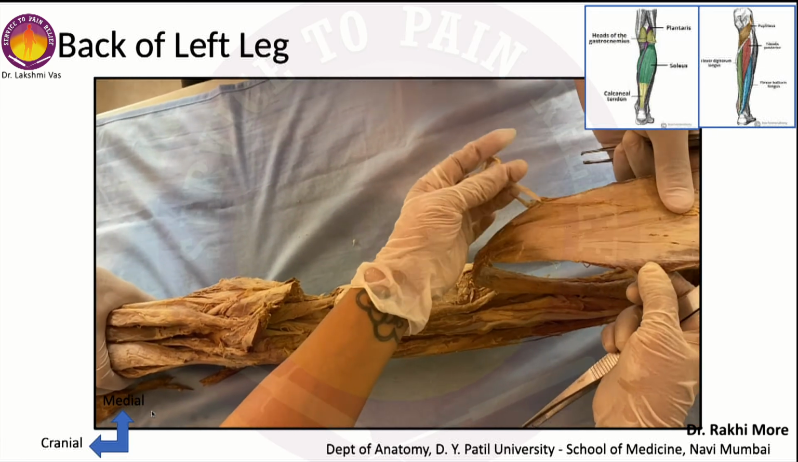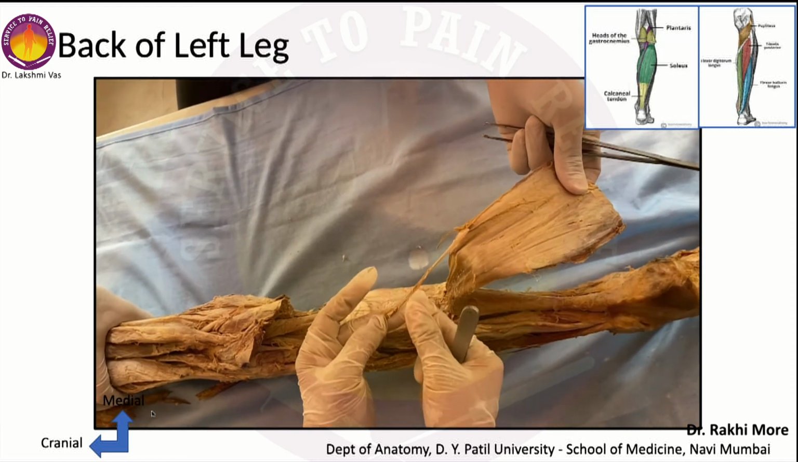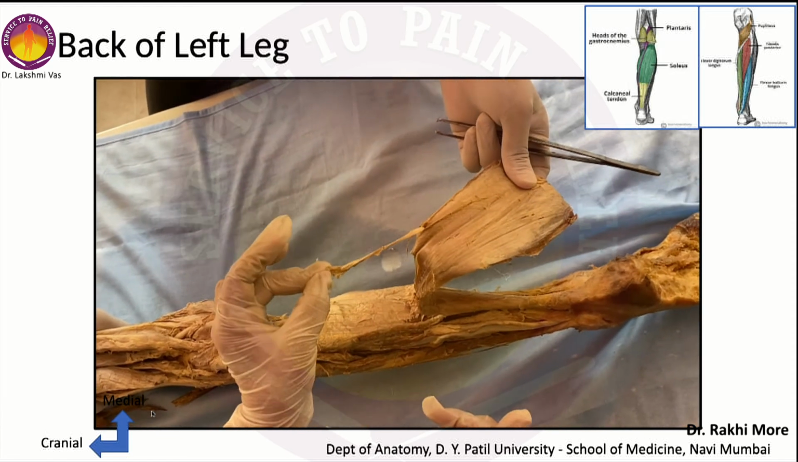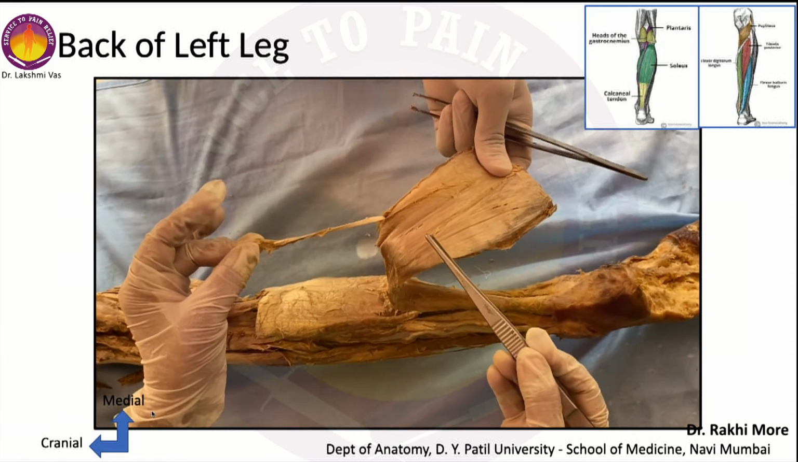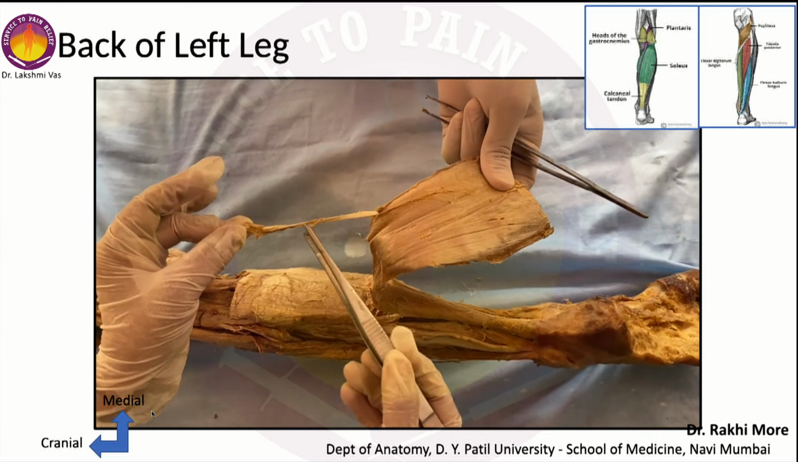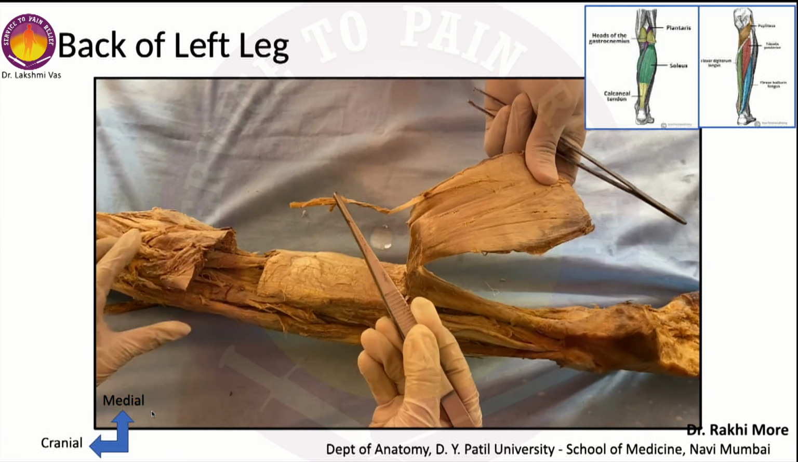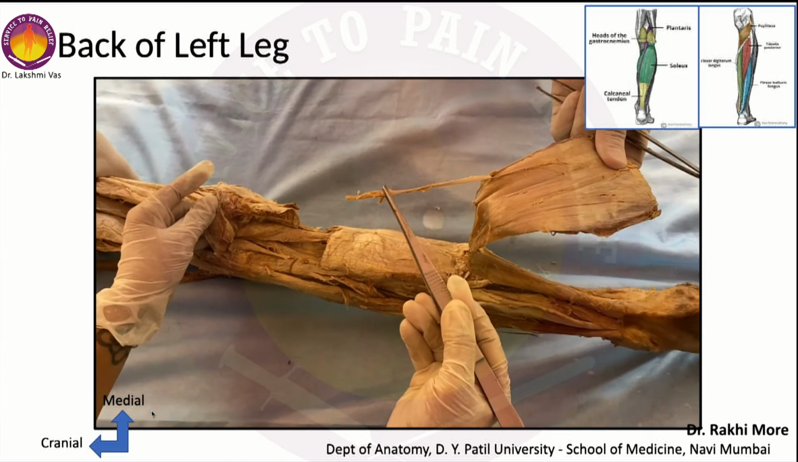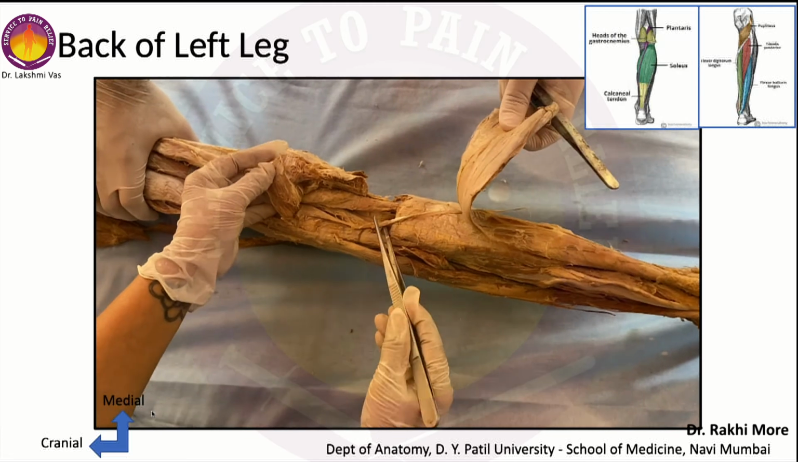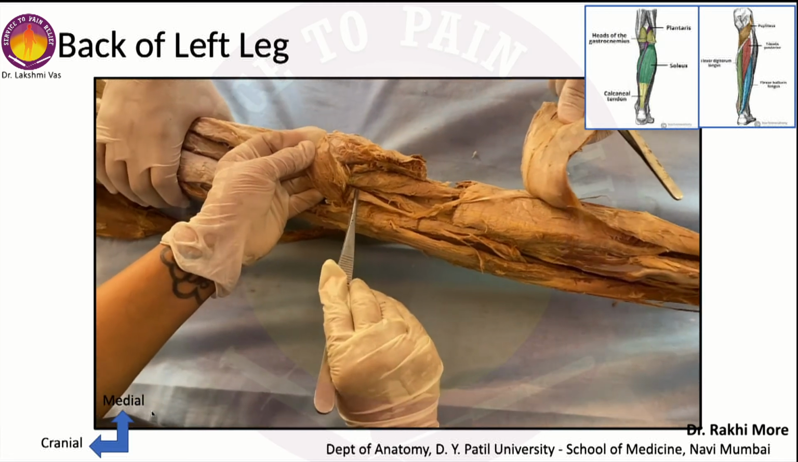What we see over here is the tendon of the plantaris muscle. You can see this tendon which lies between the gastrocnemius and the soleus. So this is the tendon of the plantaris muscle. We can see this muscle over here. This is the plantaris muscle.